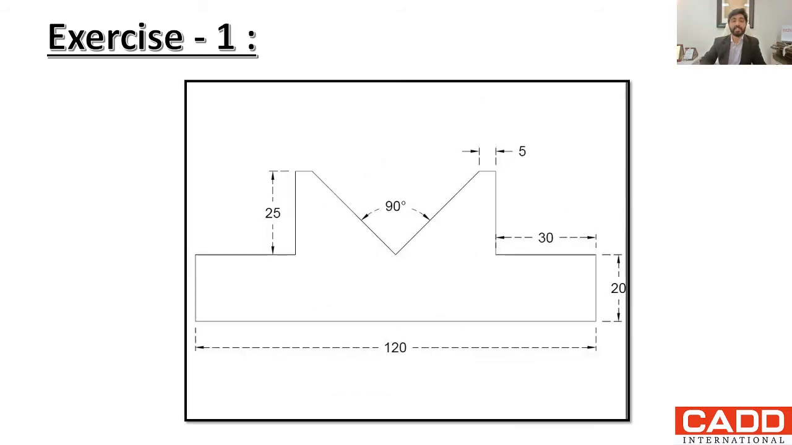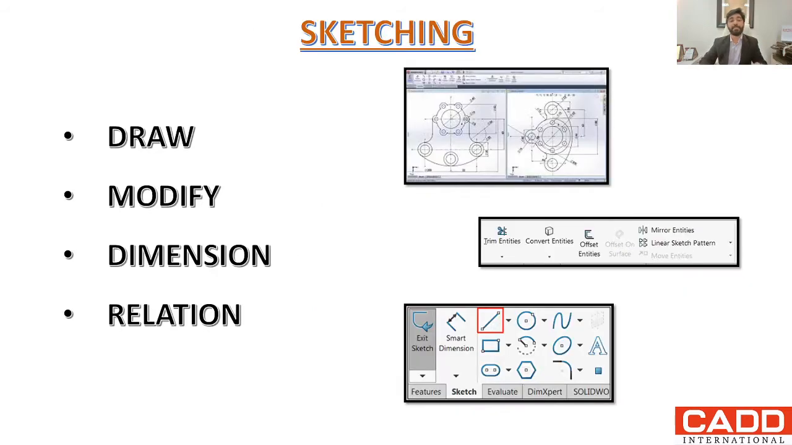So as we discussed, while making a sketch, you have to draw something, you have to modify it, give the dimensions and relations in order to make the created sketch fully defined. So it is with this sketch we will be continuing with the 3D model. With the help of these sketches, we will be creating the further 3D models. So that was for today's session.